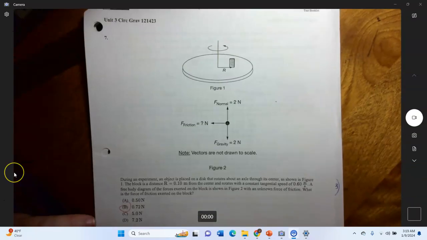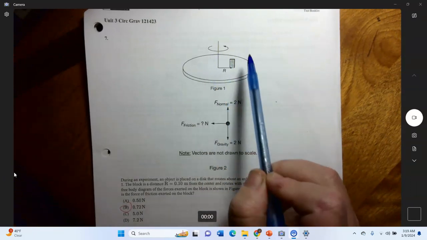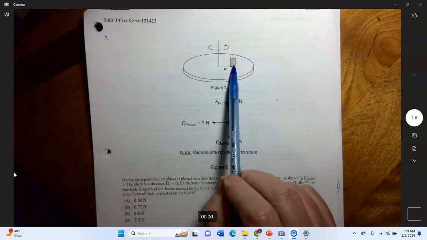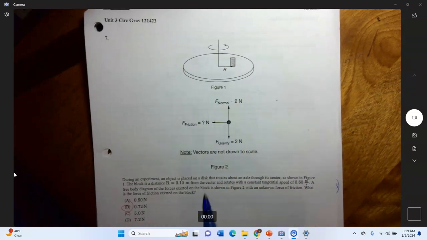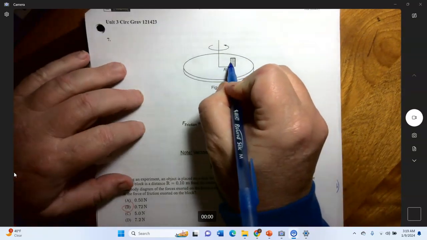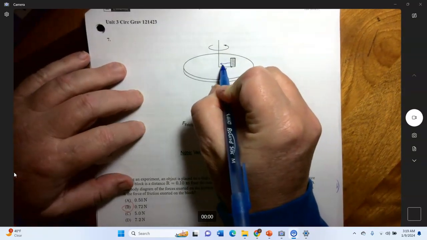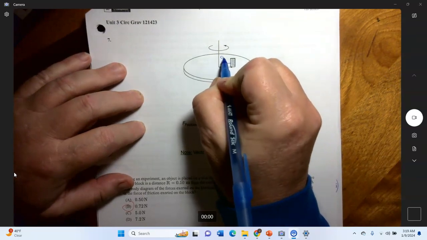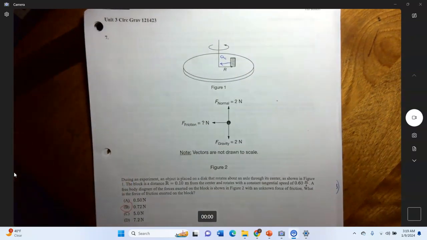Okay. All right. So we've got this going around in a circle. It's being held on only by a friction force. The radius is going this way. The only force acting on this is the centripetal force, AC, right there.